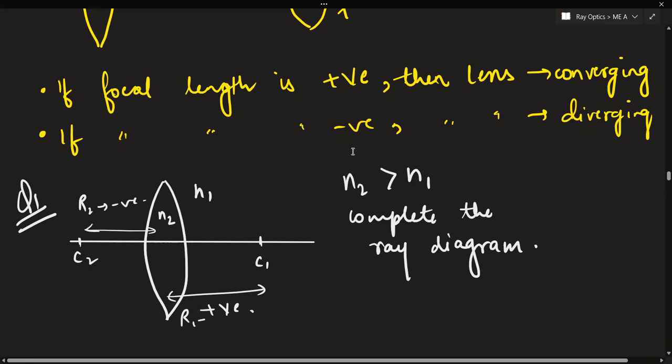So what you have to focus on is focal length. If focal length is positive, then your lens is converging. If your focal length is negative, then your lens is diverging. Now see, let's say N2 is greater than N1. It means the refractive index of the material of the lens is greater than the medium. I'm not saying this is glass. I'm not saying this is air right now. Just I'm referring to medium 2, medium 1. All right.